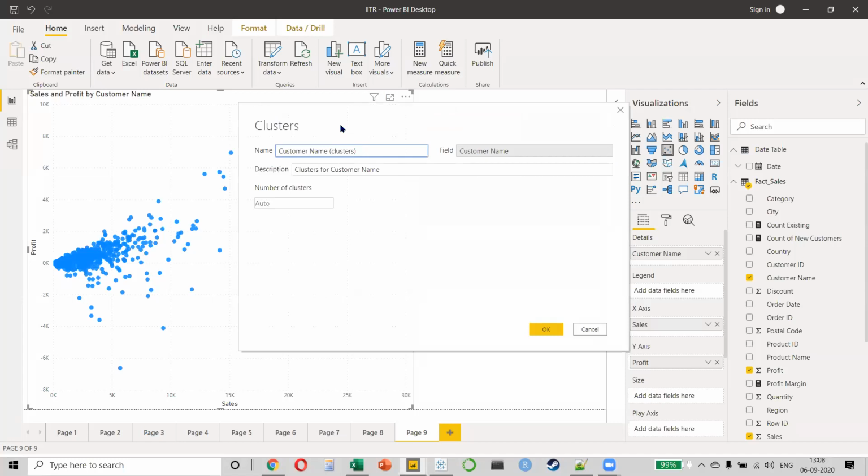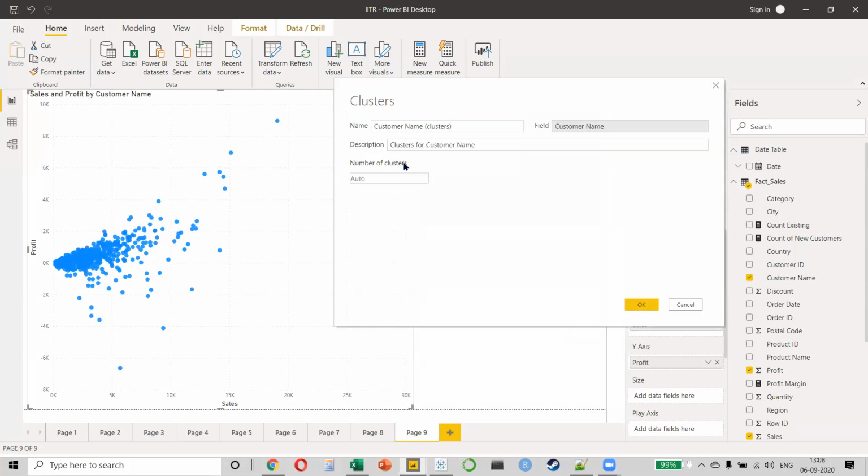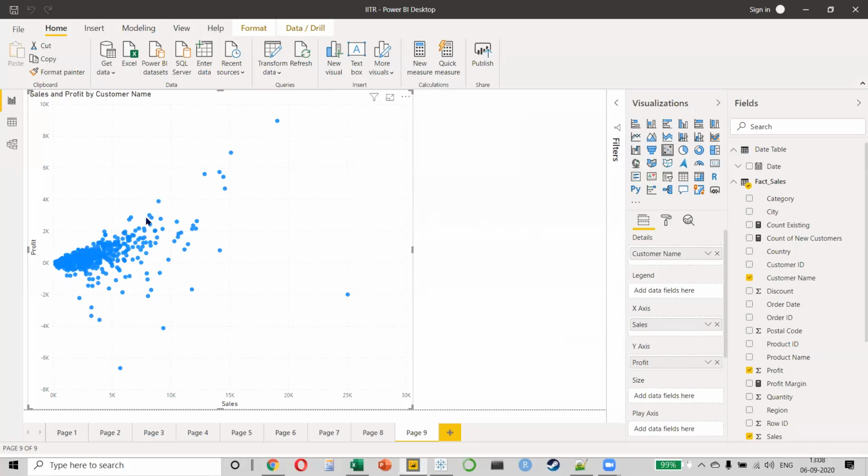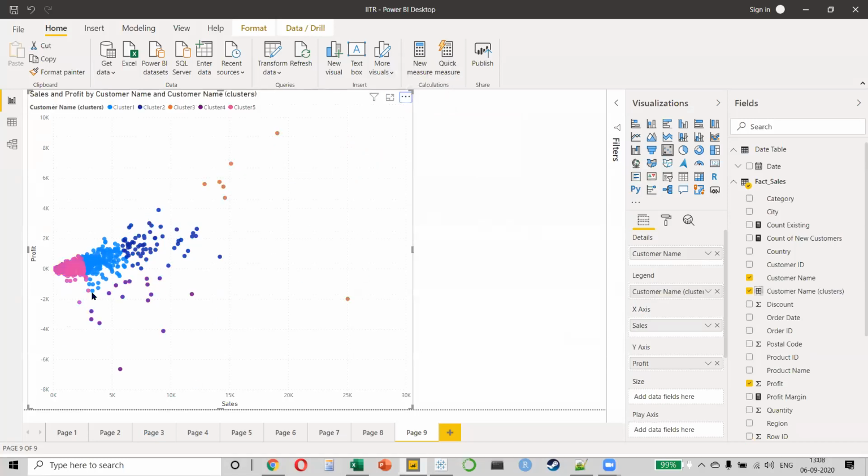So if you notice, it is asking you how many clusters do you want. You can either set it to auto, which means that Power BI will automatically determine how many clusters. But if you want to choose, you can do that also. So let's say I want to see 5 customer clusters. I press OK and it will make 5 customer clusters for me. So if you notice, one customer cluster is this part, right? Another customer cluster is this part. Then we have these ones in blue. Then we have this, and then we have this, right?